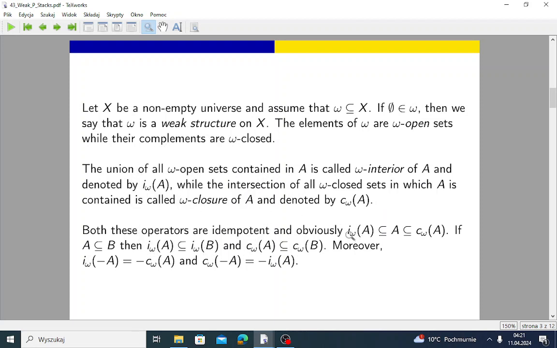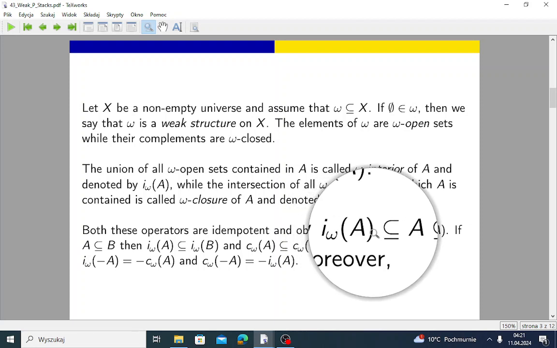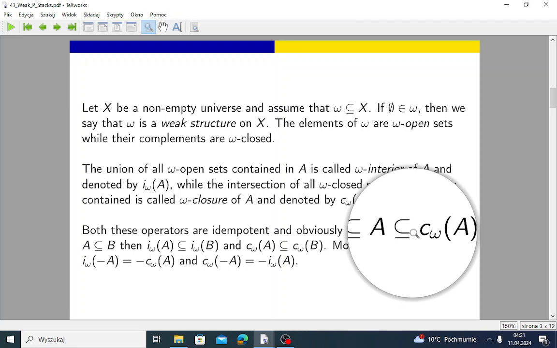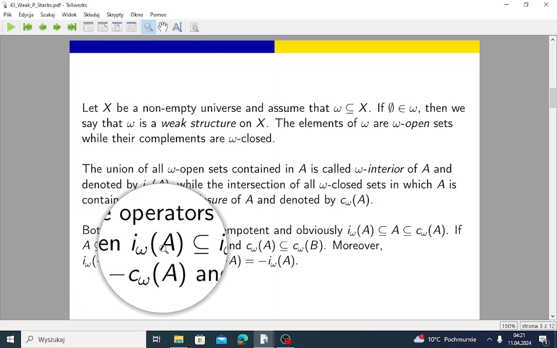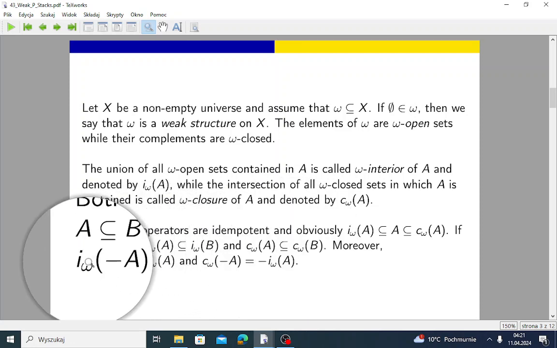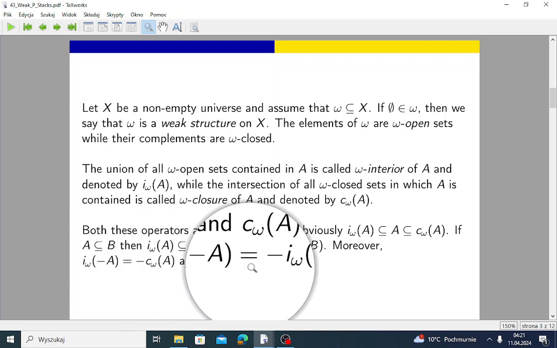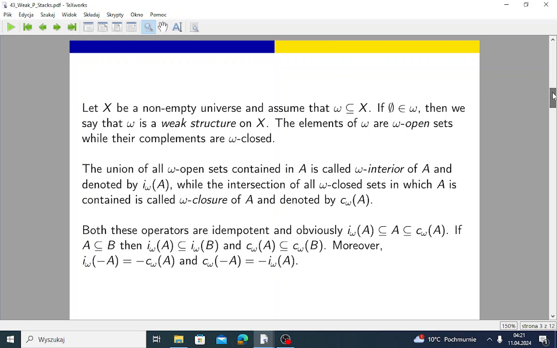Here there are some basic properties of both operators, like for example that the interior is contained in the initial set, which is contained in its closure, like this monotonicity here, and those properties that are very well known from topological spaces, and they hold in these weak structures too.